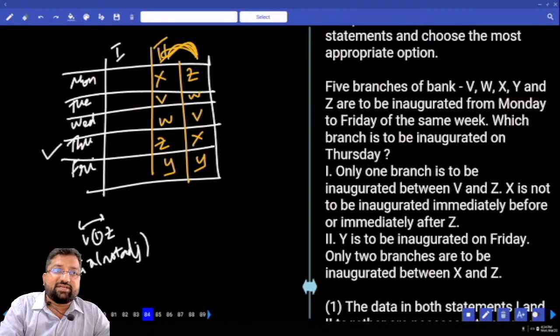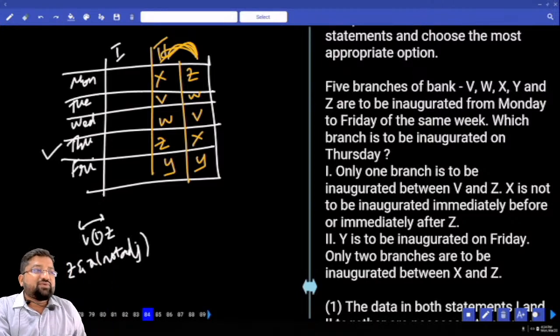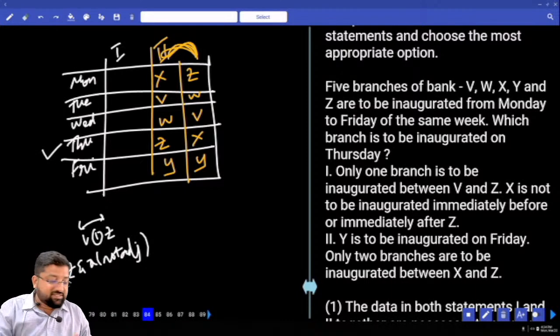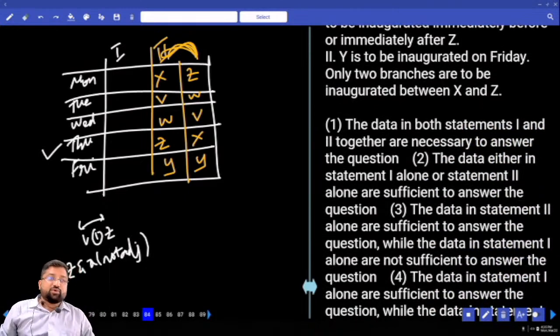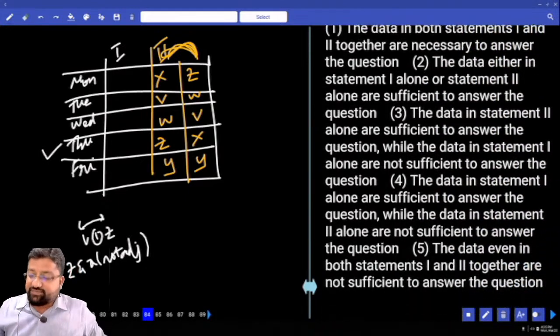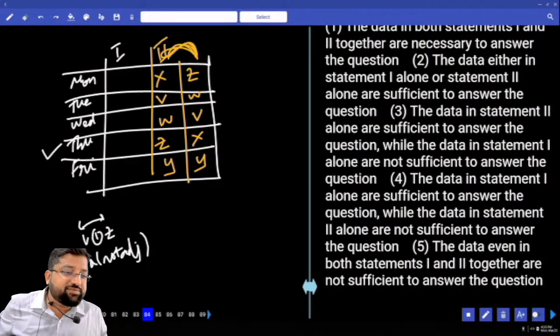I'll get my final answer in how many ways? 2 ways. What's the question? On Thursday. Even after combining, am I getting the answer? No. So what's the answer? Data even in both the statements together is not sufficient to answer the question. Option number 5.